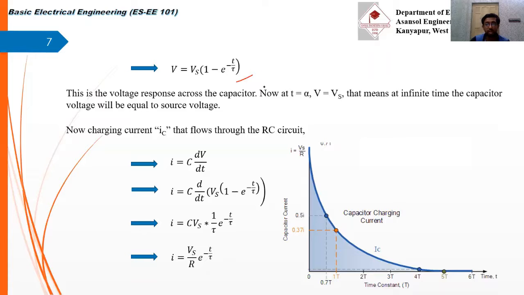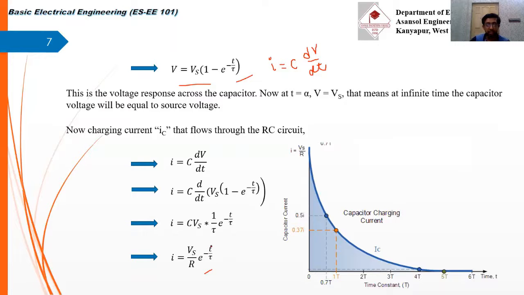Now here we can also derive the current that will flow through the circuit. What is the value? I equals C times dV by dt. So taking the derivative of this equation, Vs is taken common and goes outside, and the remaining part will be 1 by tau times e to the power minus t by tau. So current will be Vs by R times e to the power minus t by tau.